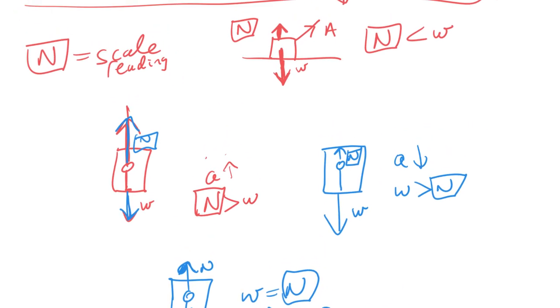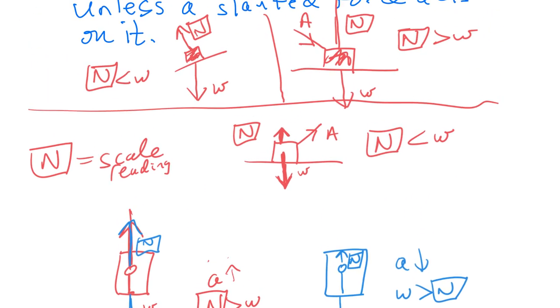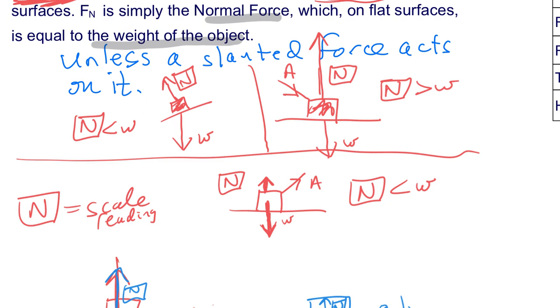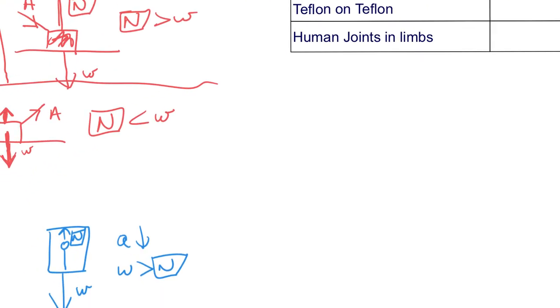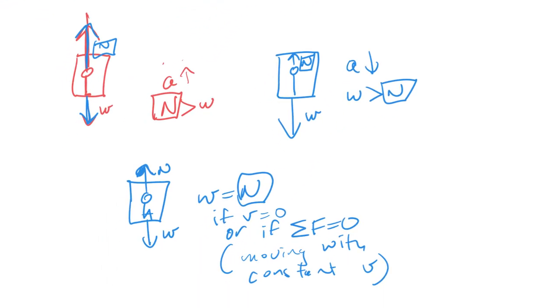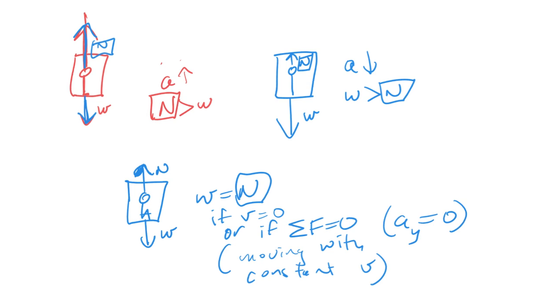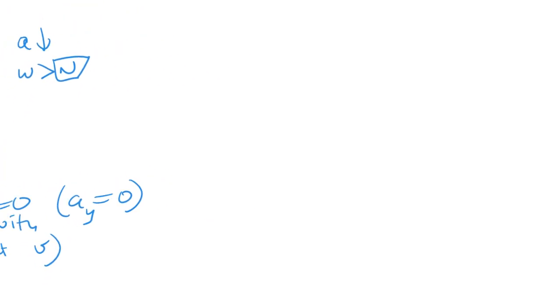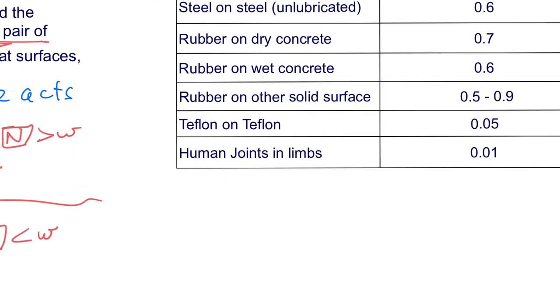Okay, so that was very quick. I'm showing you that normal force is not always equal to the weight unless it's on a flat surface, not accelerating up or down. I should say the vertical acceleration as well, because you could have horizontal acceleration and the normal force would have to equal the weight if it's on a flat surface. Okay, so let's go on.